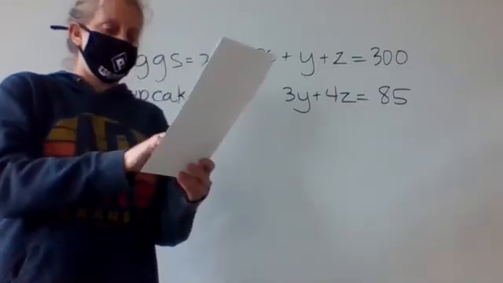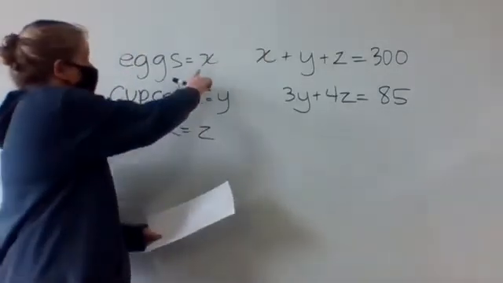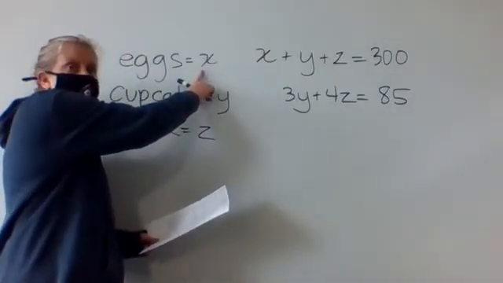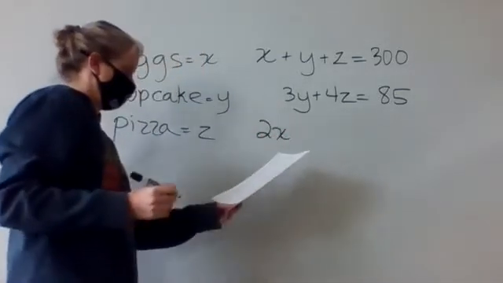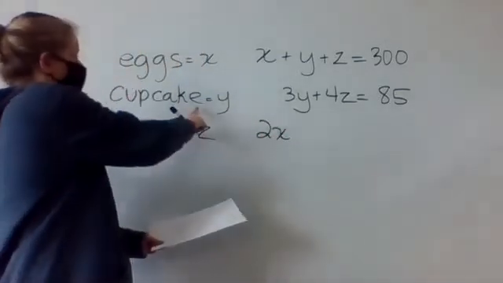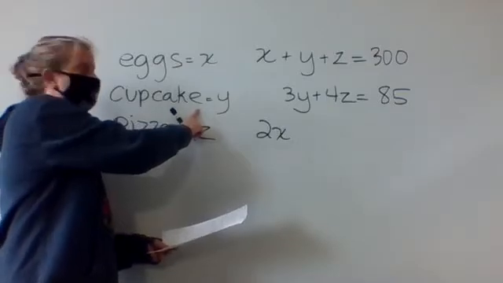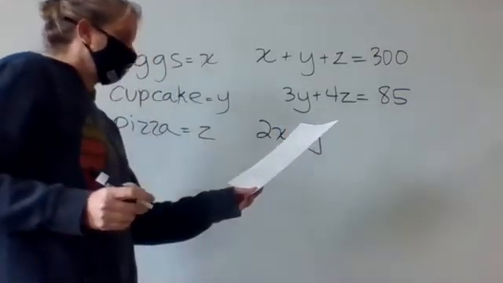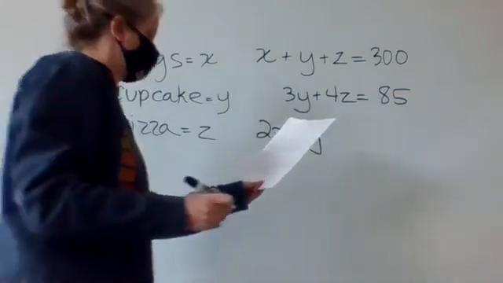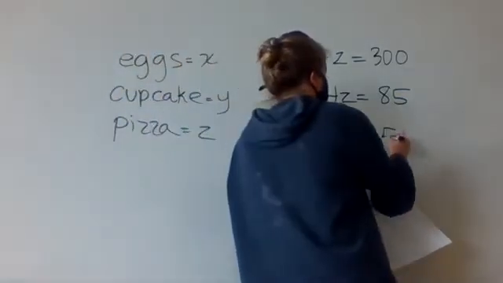And the last sentence says, by eating 2 eggs, which would be 2 X's, and 1 cupcake, which would be 1 Y, a child consumes 567 milligrams of cholesterol.